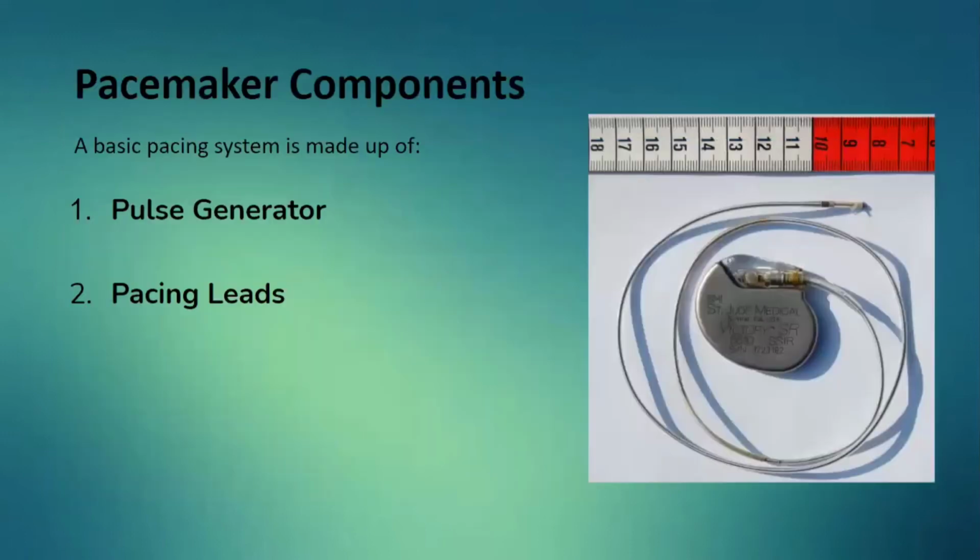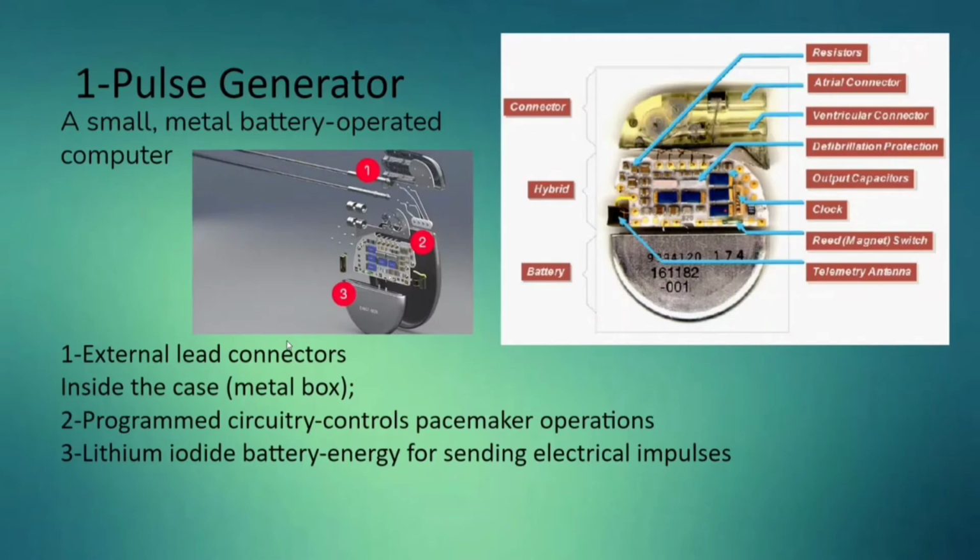Now Beyza will talk about pacemaker components. Now I will talk about pacemaker components. A basic pacing system is made up of a pulse generator and pacing leads. I will start with the pulse generator, which is a small metal battery-operated computer. It has a metal box that includes external lead connectors, and inside the case there is circuitry that controls pacemaker operations and a lithium iodide battery that provides energy for sending electrical impulses.